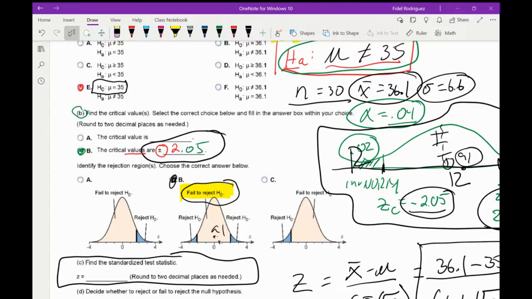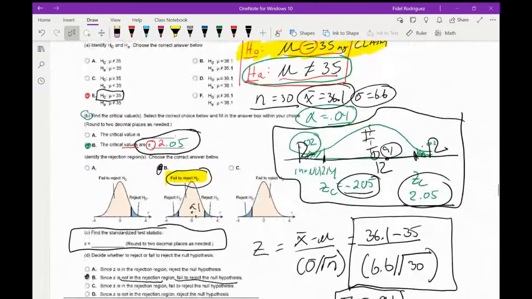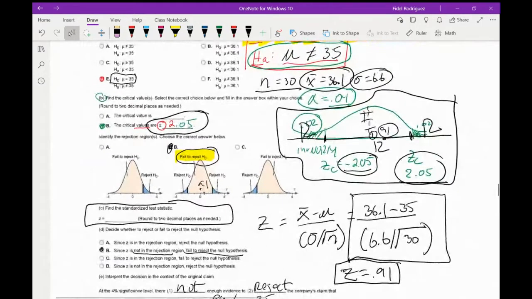Let's see. Yep, same numbers. Okay. So I'm going to show you everything that we did here, guys, and I'm going to show you how to do this on the calculator.